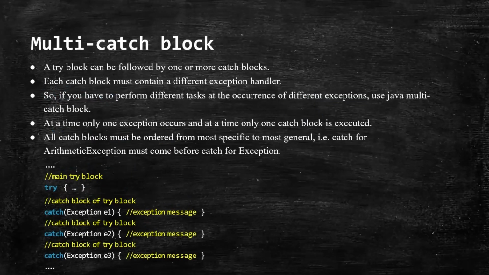Then we have the multi-catch block. This has one single try block with more than one catch block. This can be used when you have more than one condition for your compiler to detect from a try block. In that case, you can use multiple catch blocks. All the catch blocks must be ordered from most specific to most general in order for the compiler to catch the exception properly. This is a very important key point which we need to remember throughout our exception handling course.